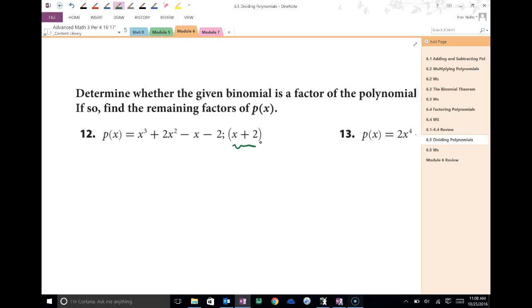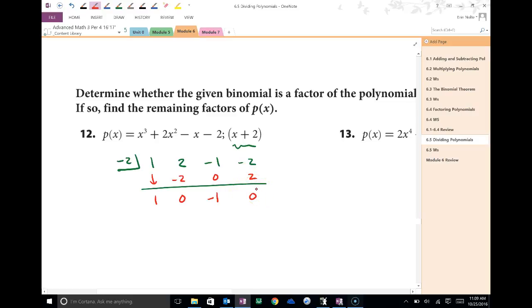Okay, so what is the number that I'm going to put into the box? Negative 2. Okay, so negative 2 goes up in the box. What are the numbers that follow? 1, 2, 1, negative 2. Perfect. Okay, so I drop my 1. 1 times negative 2 is negative 2, and 2 plus negative 2 is 0. And 0 times negative 2 is 0. Negative 1 plus, am I going too fast? No, it's good. And negative 1 times negative 2 is 2, and the last number is 0.